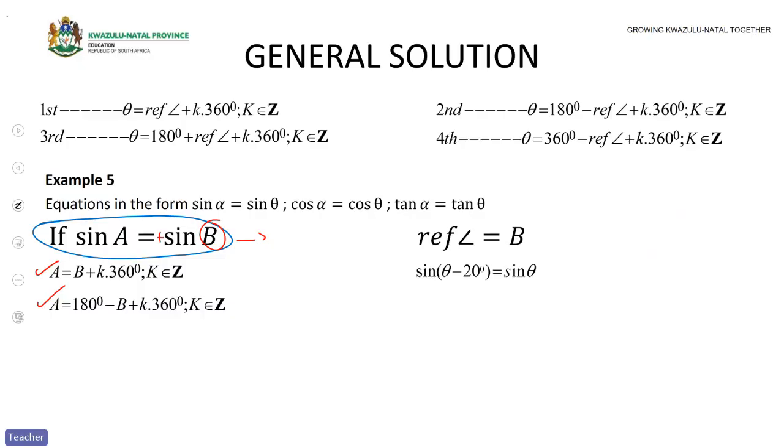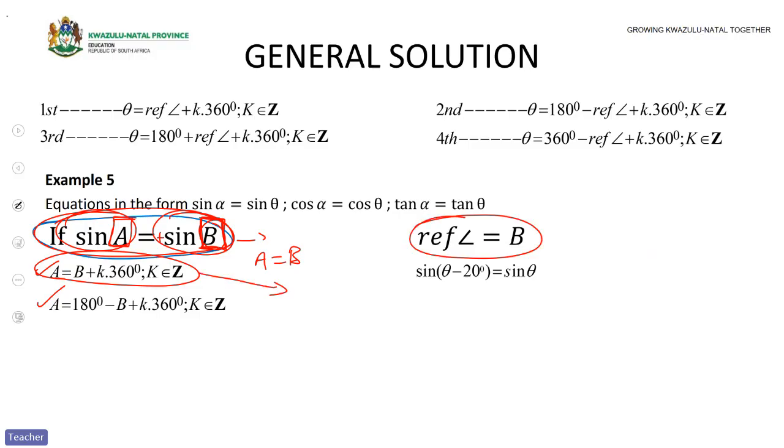If it is given in the form sine A equals sine B, then for these two to be equal, these two angles must be equal, because you are given the same trig ratio. You are given the sine of an angle, and we are also given the sine of an angle. So for sine A to be equal to sine B, A must be equal to B. This means these two angles must be equal. Then we use this general solution for the first quadrant, and we take B as our reference angle.